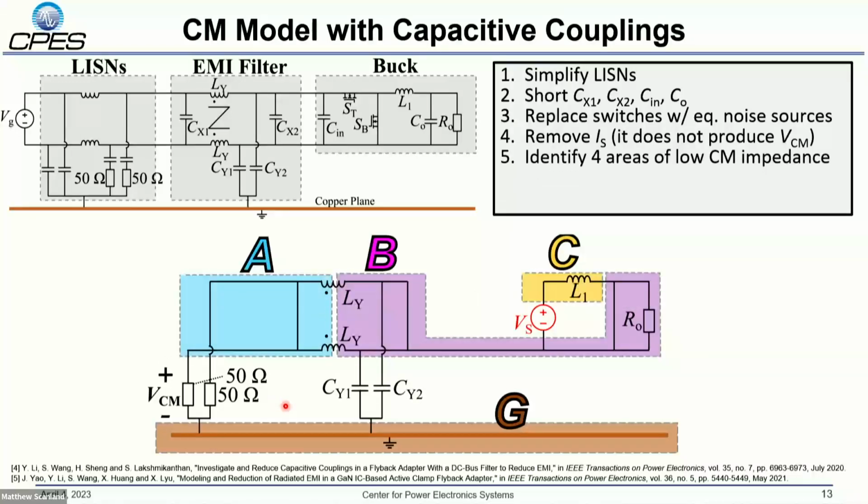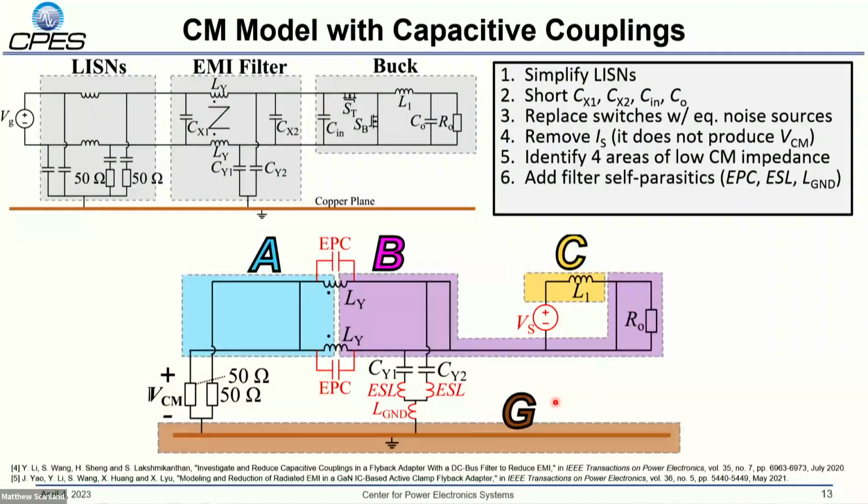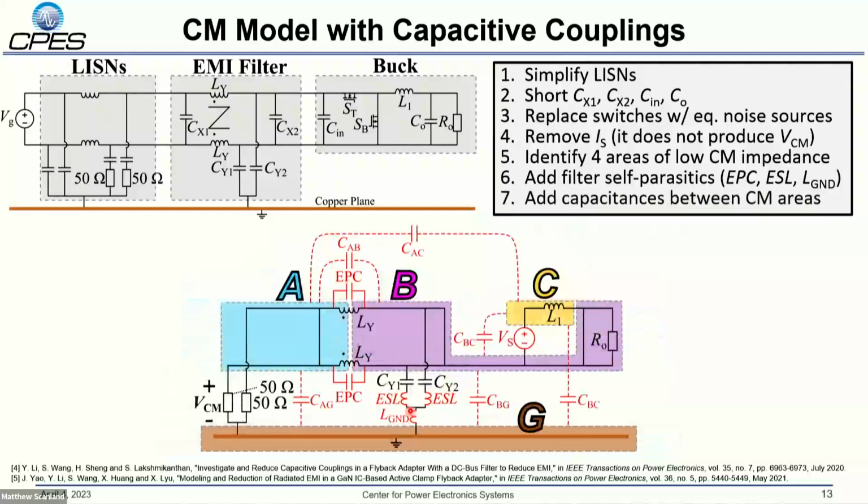Then we can identify 4 areas of low common mode impedance. Here I have them highlighted, and I'll discuss these more on the next slide. But these are called area A, area B, area C, and ground. And we can add the self-parasitics of our EMI filter, including the equivalent parallel capacitance of our choke, the equivalent series inductance of our Y capacitors, and the grounding inductance of the EMI filter. Finally, the most important step of this work is that we add a parasitic coupling between each of our 4 common mode areas to account for any capacitive couplings in the system.